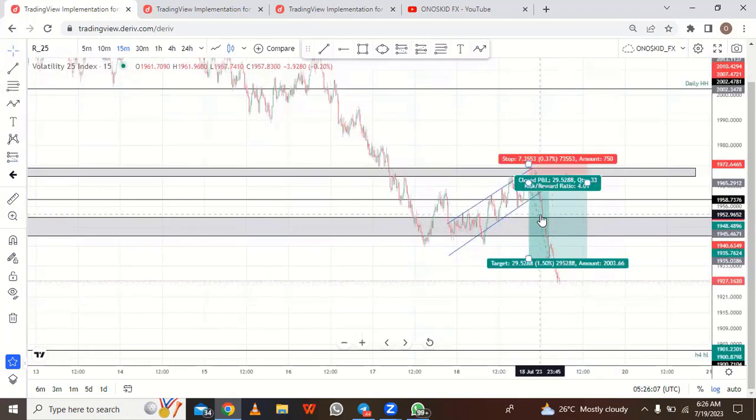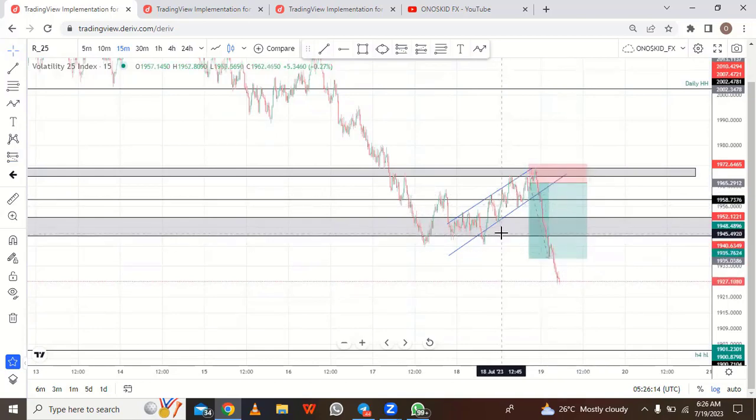So this is how many risk to reward ratio. Okay, this is 1:4. All right, so it's a good trade which I've taken with just a simple strategy. You see, there's no stress in this. Just understand the basics and how you can run them. So that is that on Volatility 25 Index.